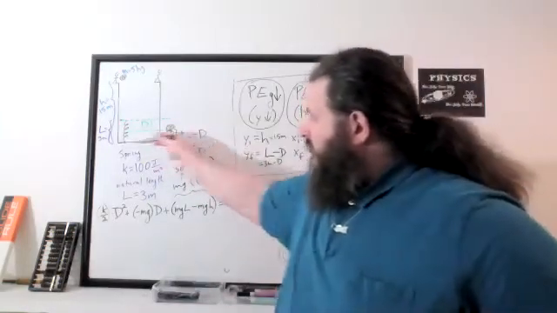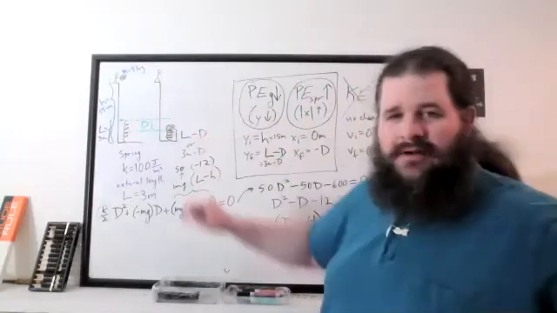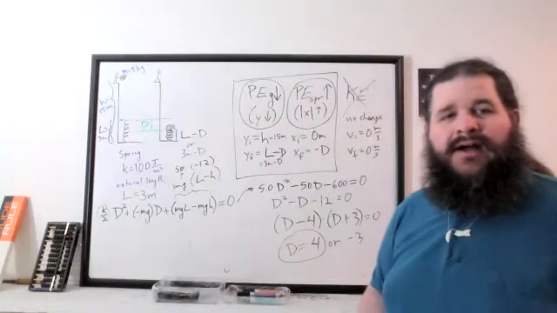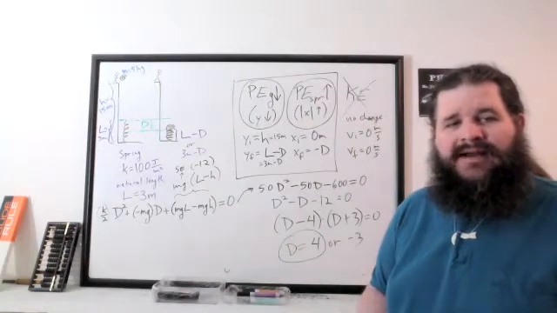So H final is 0. Final length of the spring is compressed 3 meters. And then you could figure out how fast is it moving when it hits the ground. So in that case, we would incorporate kinetic energy.